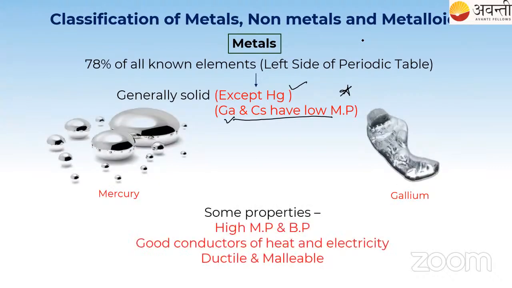Another important point, metals are usually ductile and malleable. What is the meaning of ductile? You can deform them into any shapes. What is meant by malleable? You can make them into thin sheets. Very, very most important point.